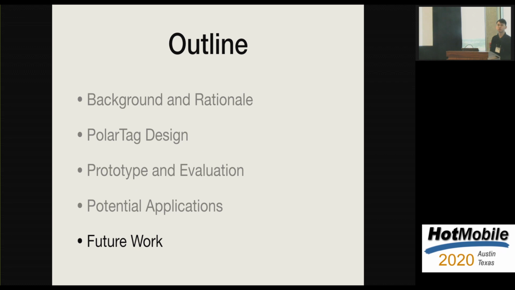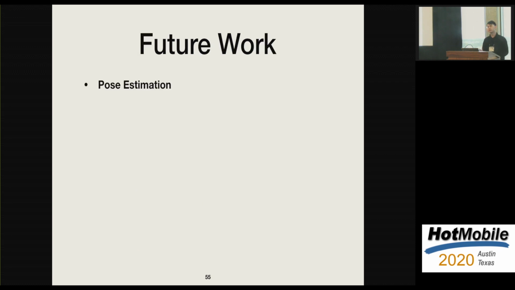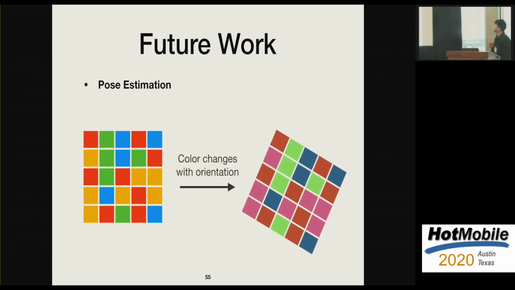And lastly, future work. The first interesting direction we would like to explore is to use the polar tag to facilitate pose estimation. As we mentioned before, the color will change according to the orientation. So the most intuitive way is we can build a mapping from the color to the orientation. Once we detect a certain color, we know a certain orientation of it.